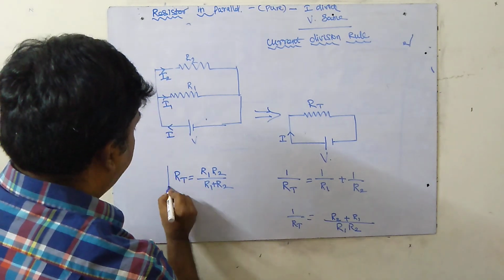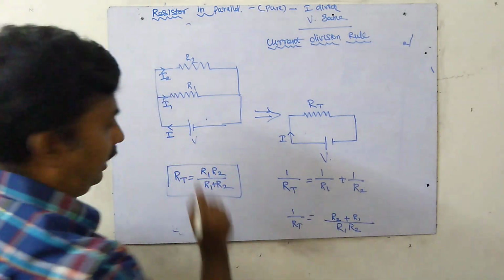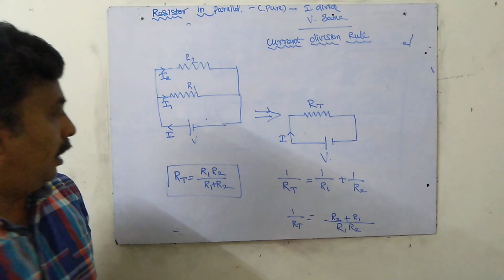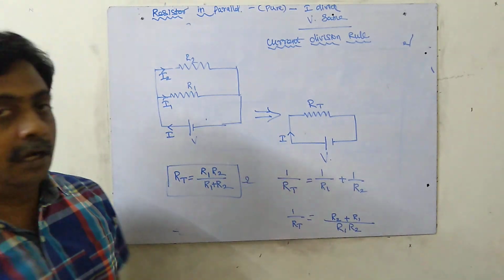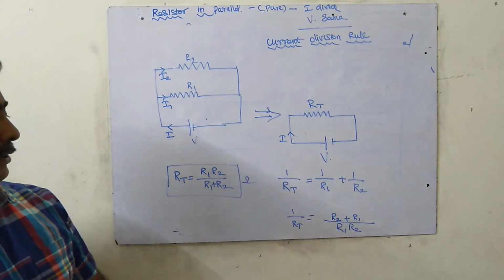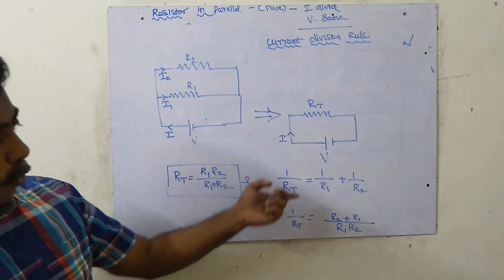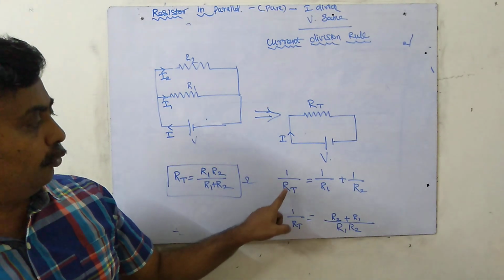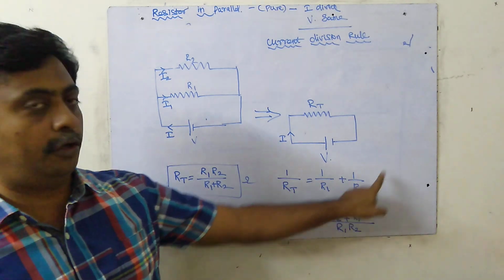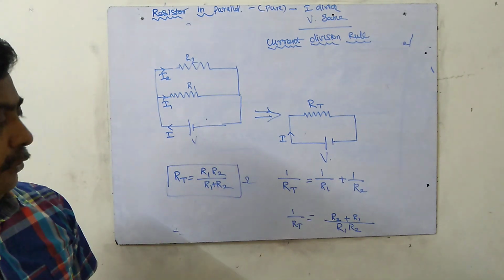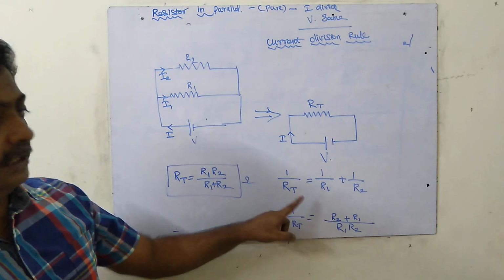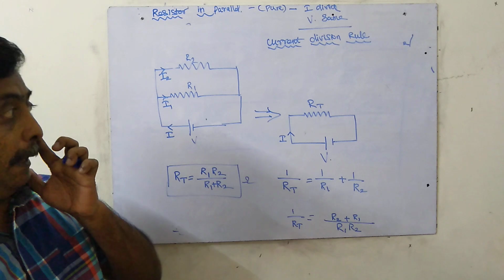See, in most circuits we will have only 2 resistors in parallel. So at that time, what is the formula? R1 R2 divided by R1 plus R2. This is a simple formula, and we can use it. If there are more than 2, then only we have to go for 1 by R total equal to 1 by R1, 1 by R2, 1 by R3. Like this we have to use. If there are only 2 resistors, we can use this formula.